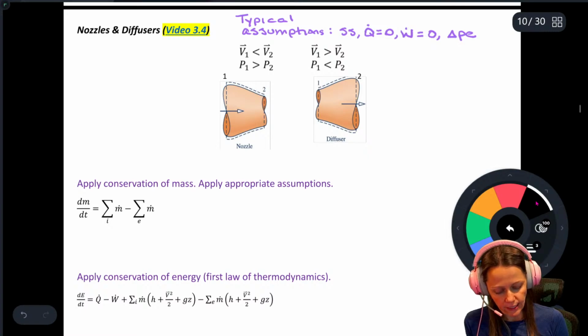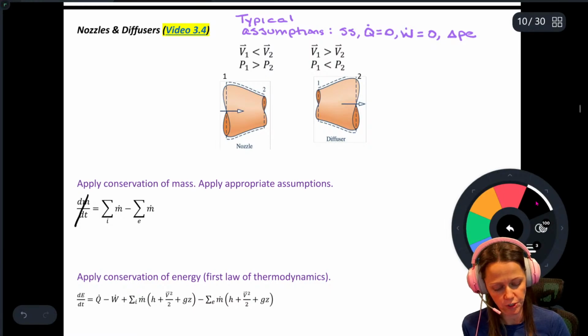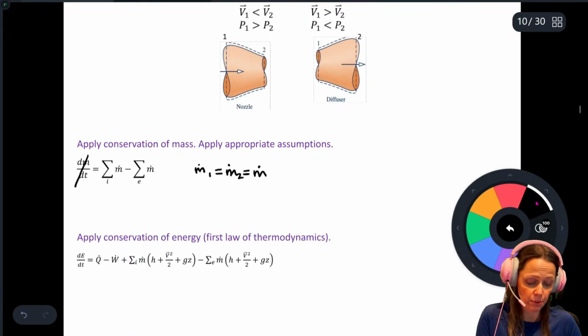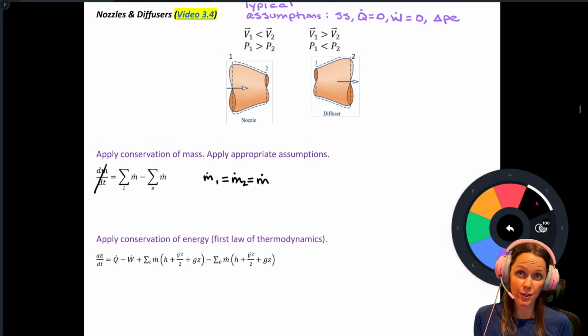Because it's steady state, dm dt is equal to 0, and so when you apply your conservation of mass, all you're going to see is that m dot 1 and m dot 2 are the same, so that's just m dot. Looking at those typical assumptions, which by the way you're going to need to memorize: we have nozzles and diffusers, and we'll talk about turbines, compressors, and pumps next. They all have different typical assumptions that you'll make for this class, and you'll need to memorize those.